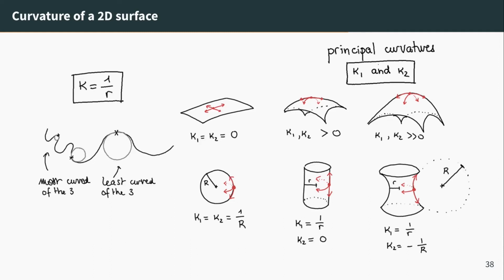And what you will find, it's fairly easy to show, is that you have two orthogonal directions where you have minimal and maximal curvature. And these two directions, and the two curvatures that are associated to those directions, we call them the principal curvatures. And we call the value of the largest curvature kappa 1, and the smallest curvature kappa 2.